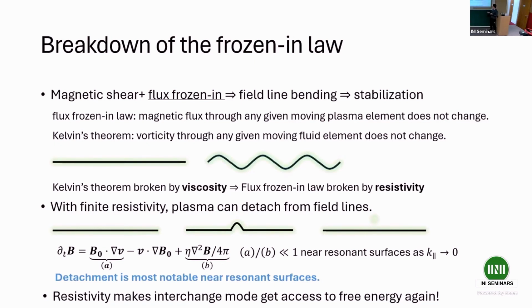So the key point is that even very small plasma resistivity can lead to non-trivial results. Look, here is the induction equation. If you compare the first term and the last term, you will see the last term will dominate, even though eta is very small, because the first term is proportional to k parallel, and at a resonant surface k parallel is equal to 0. So even if eta is very small, this term can still dominate near the resonant surfaces. So resistivity can make the interchange mode get access to the energy again.